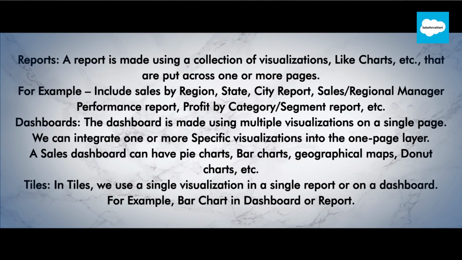Reports. A report is made using a collection of visualizations, like charts, etc., that are put across one or more pages. For example, it includes sales by region, state, city report, sales regional manager performance report, profit by category, segment report, etc. Dashboards. The dashboard is made using multiple visualizations on a single page. We can integrate one or more specific visualizations into the one-page layer. A sales dashboard can have pie charts, bar charts, geographical maps, donut charts, etc. Tiles. In tiles, we use a single visualization in a single report or on a dashboard. For example, a bar chart in a dashboard or report.